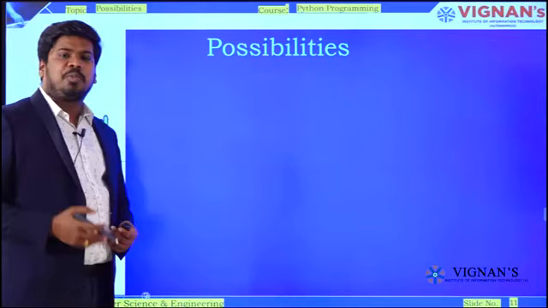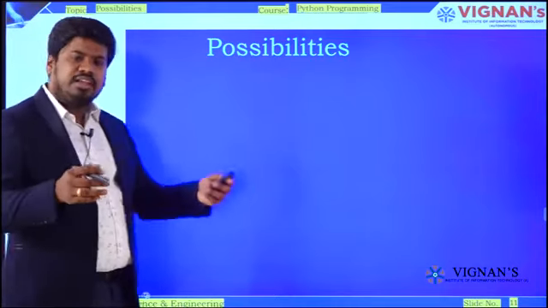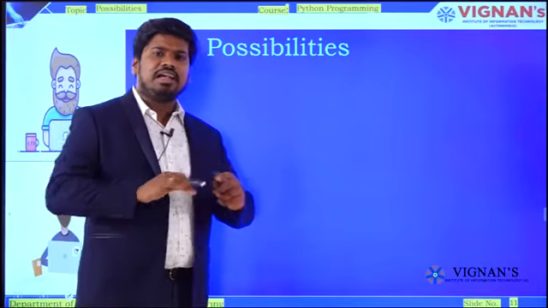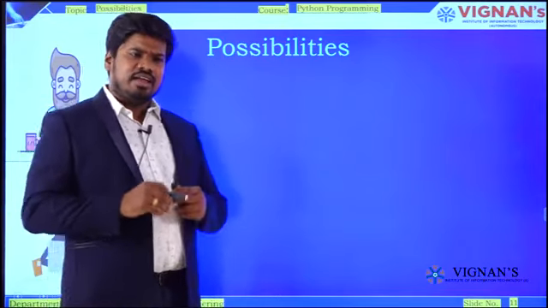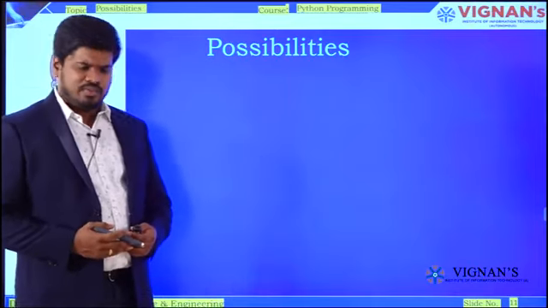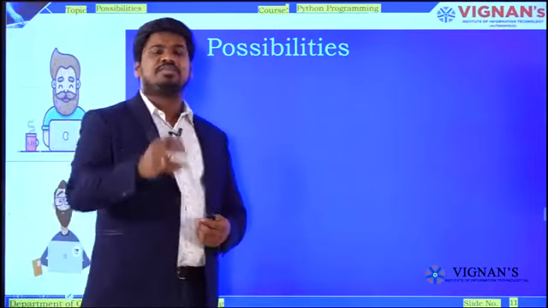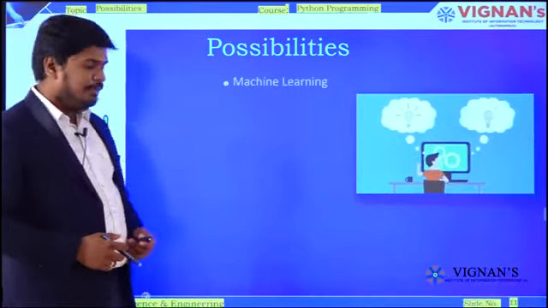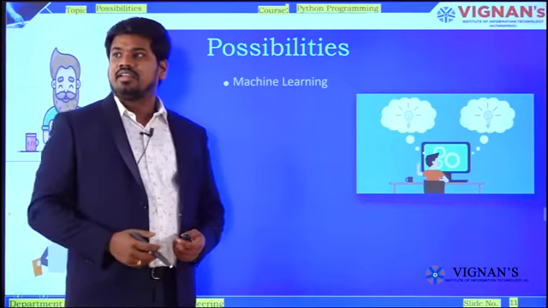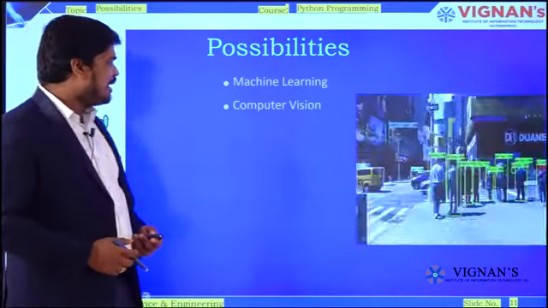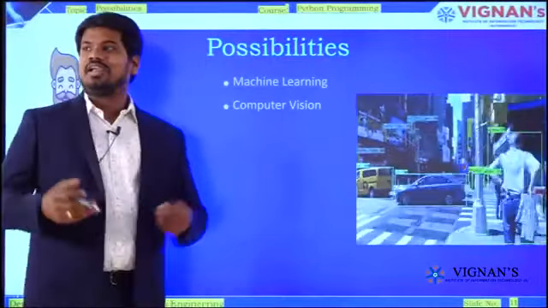So what are the various possibilities? Sir, tell me, what are the various avenues? I have learned Python completely. I have learned everything in Python. Now tell me, what are the various possibilities where I can make my career? If you ask me this question, my straight answer would be, first, in the machine learning industry you can make your career. And next, computer vision is one of the possibilities where you can make your career.